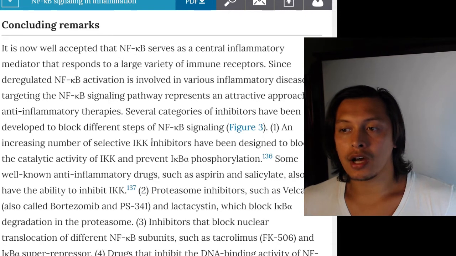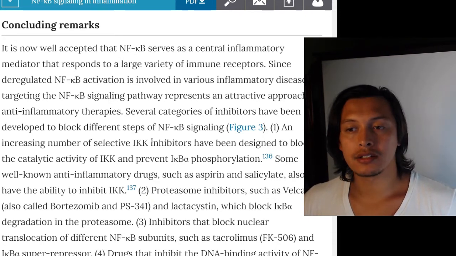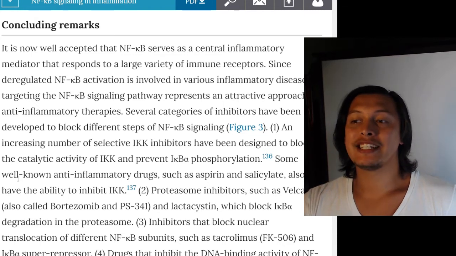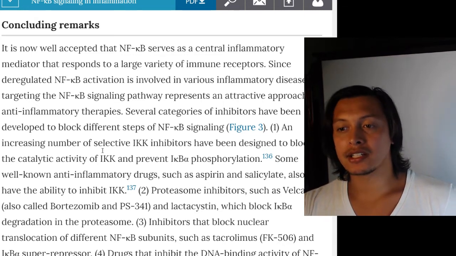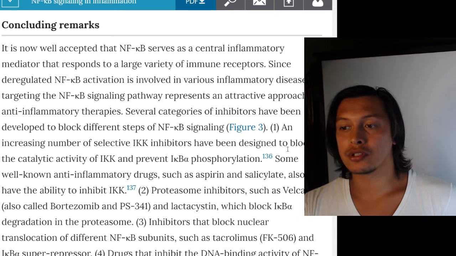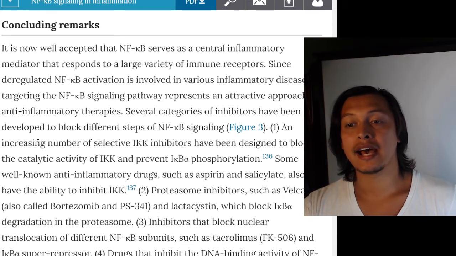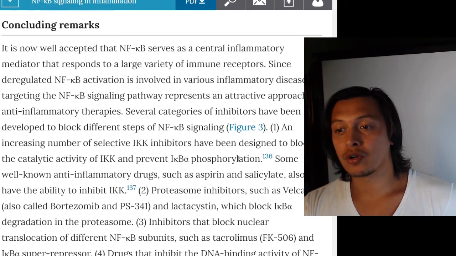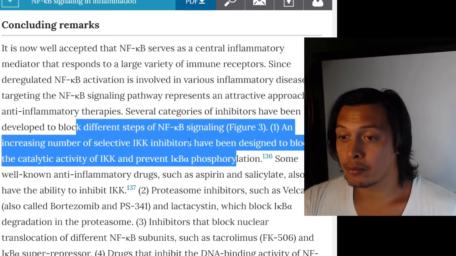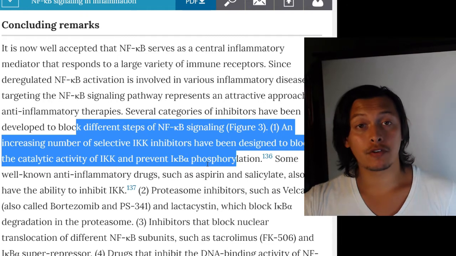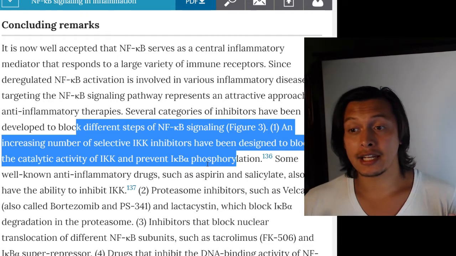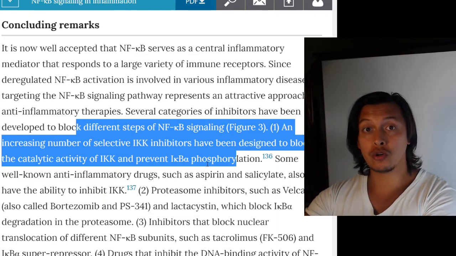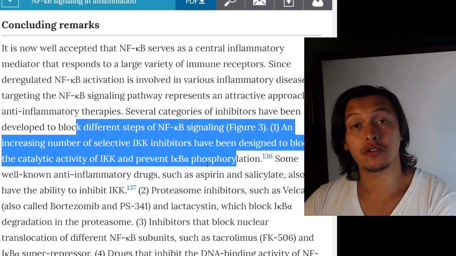Several categories of inhibitors have been developed to block different steps of the nuclear factor kappa B signaling, and an increasing number of selective IKK inhibitors has been designed to block the catalytic activity of IKK and prevent I-kappa B alpha phosphorylation. And what I would presume would be a good reason for developing a bunch of different IKK inhibitors is that we could develop inhibitors that are specific to a particular cell type.